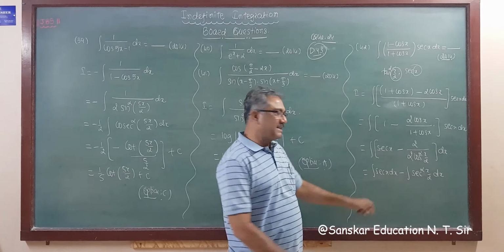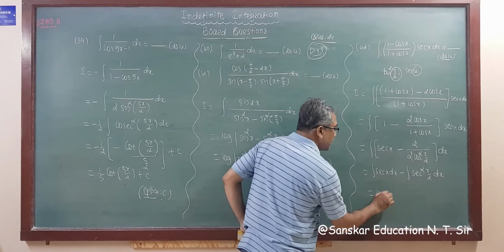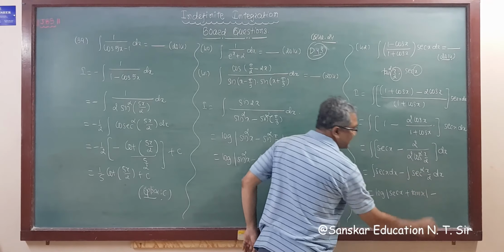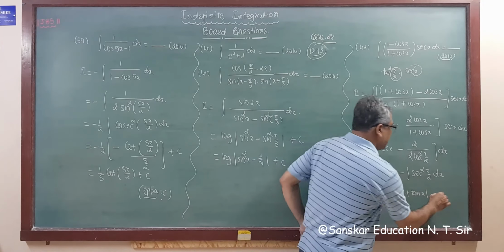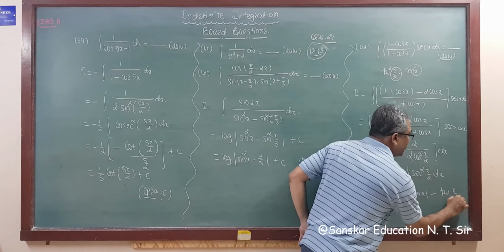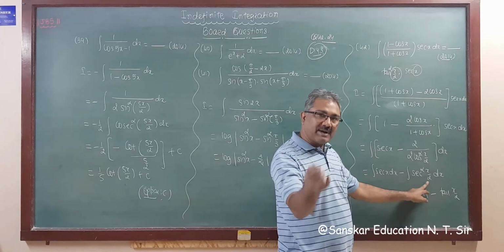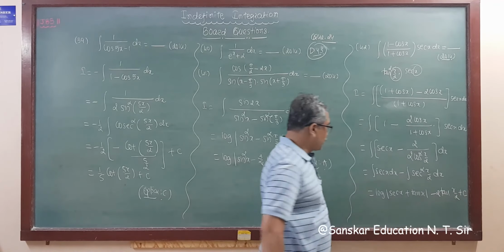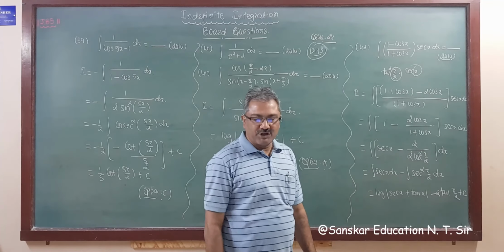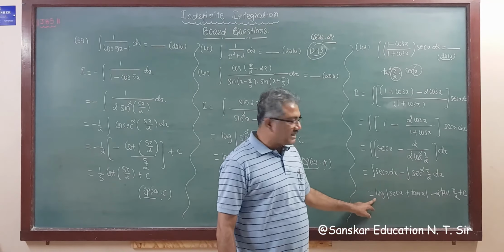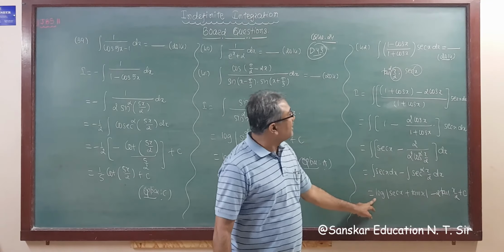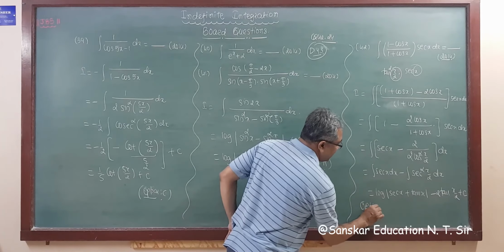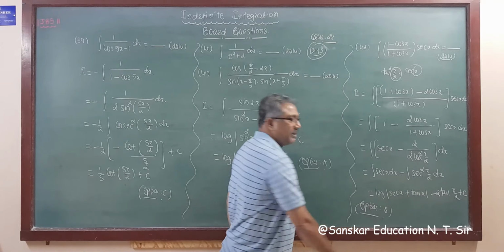Integration of sec x is log mod sec x plus tan x. So the answer is log mod sec x plus tan x minus, integration of sec square x by 2 is tan x by 2, but you have to divide by the coefficient of x, that is 1 upon 2, that is multiply by 2, plus c. So the answer of 42 will be log sec x plus tan x minus 2 tan x by 2, that is option B. Option B is your correct answer.